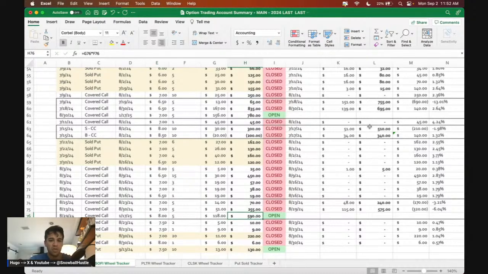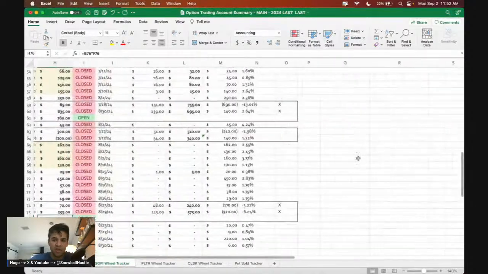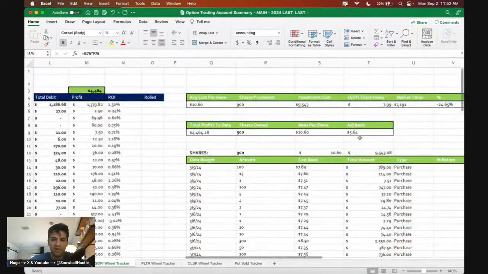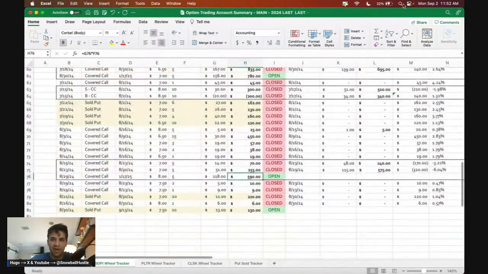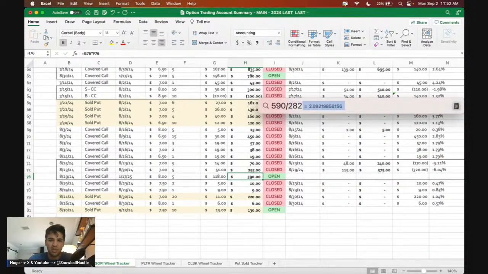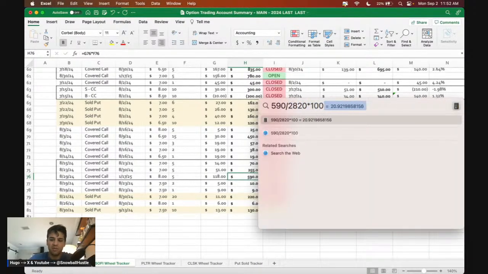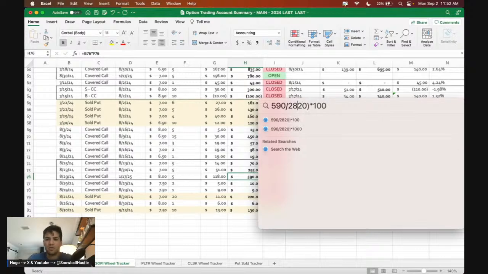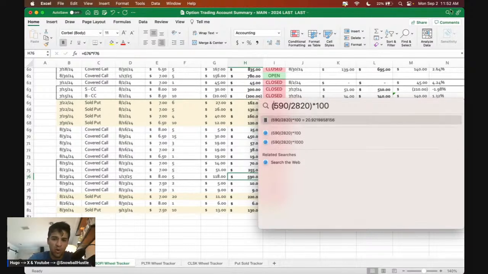If we look at what our adjusted cost basis is for the shares, it's 5.64. So if I do 5.64 times 500 shares, that's 2,820. So 590 divided by 2,820 times 100 comes out to about 21%. So even just on the premium, keeping our shares, the premium alone is already a phenomenal return on our basis.